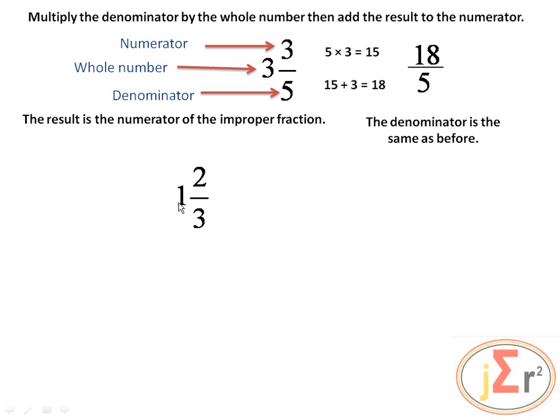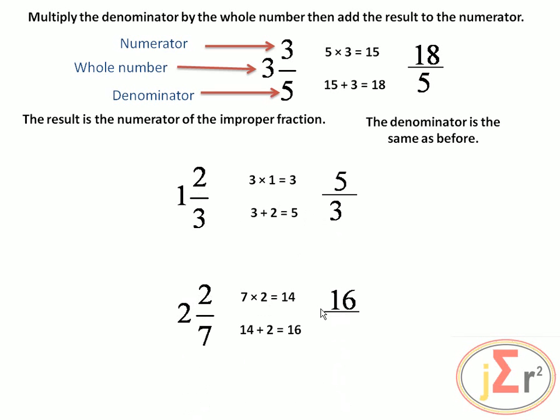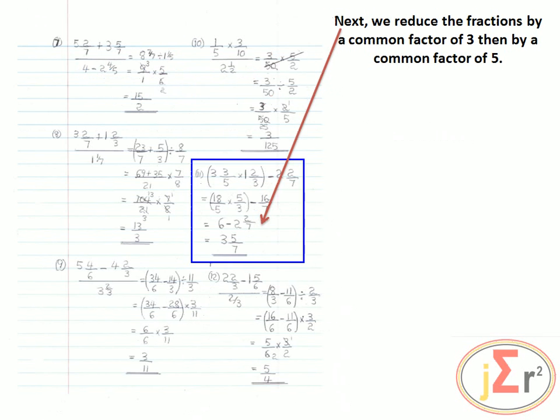3 times 1 is 3, 3 plus 2 is 5. Then we say 2 times 7 is 14, 14 plus 2 is 16. Right, 16 over 7. Next, we reduce the fractions by a common factor of 3, then by a common factor of 5.